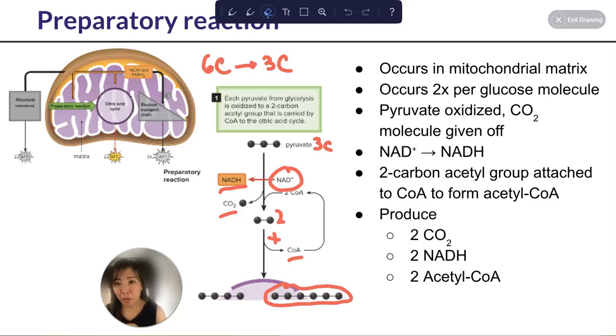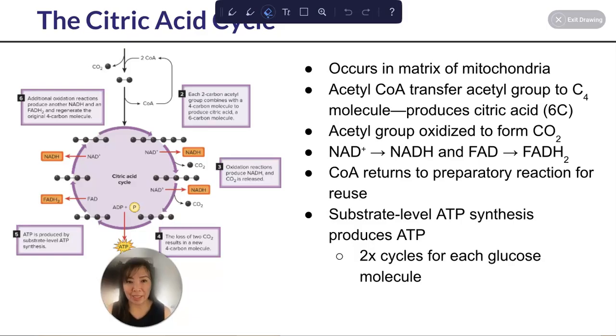So what is the end result of the preparatory reaction? The end result is to take the 3-carbon molecule pyruvate, convert it to a 2-carbon, and add it to coenzyme A to make acetyl-CoA. This happens twice because recall that we went from 6-carbon to 3-carbon. So it is going to produce 2 carbon dioxide molecules, 2 NADH molecules, and 2 acetyl-CoA molecules. Now that we have our acetyl-CoA, we can move on to our next step, which is the citric acid cycle.